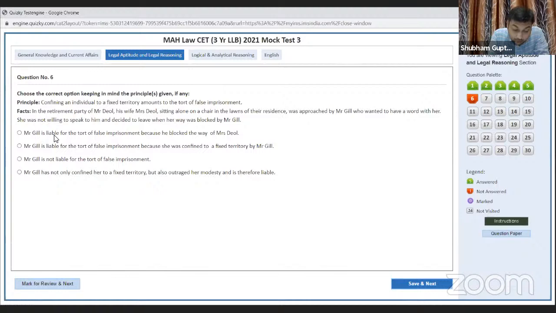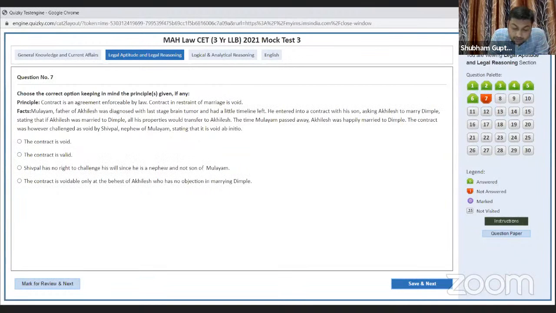Okay, that's very good. I can see once again I have the same principle. Now, if I read, in the retirement party of Mr. Deol, his wife, sitting alone on a chair in the lawn of the residence, was approached by Mr. Gill, who wanted to have a word with her. She was not willing to speak to him and decided to leave when her way was blocked by Mr. Gill. Again, the way is blocked. Are they confined? Again, they are not confined. Read it carefully. Again, it is not false imprisonment. So let's read. First is liable, second is liable, so they are not correct. Third is not liable. Let's read the fourth: Mr. Gill has not only confined her to a fixed territory, so this is also wrong. So again, the answer would be C.